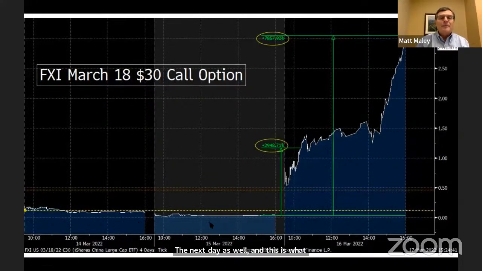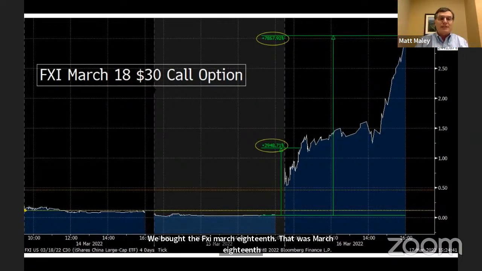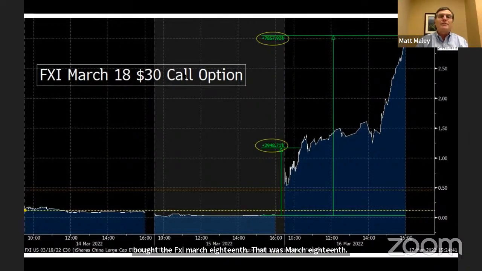We came in and we bought the FXI March 18th. That was March 18th. It is not the trade date. Trade date was the 15th, as you can see down here. But March 18th was the expiration date. The strike price was $30. And of course, it was a call option. We always say whether it's a call or a put. We gave a specific trade, not just, hey, you ought to buy some China stocks. We gave a specific trade.